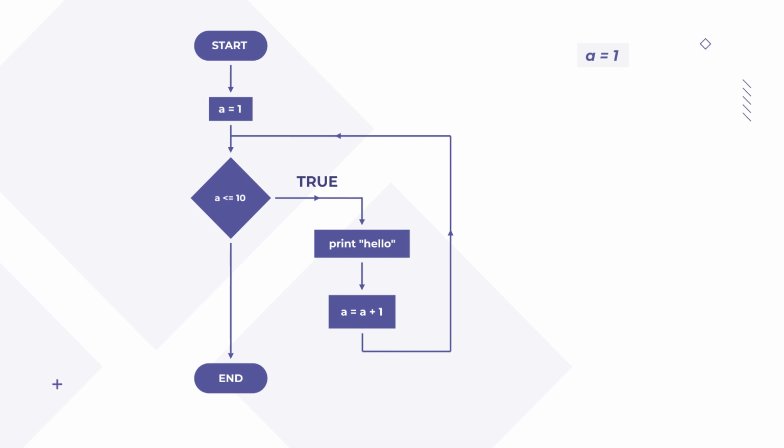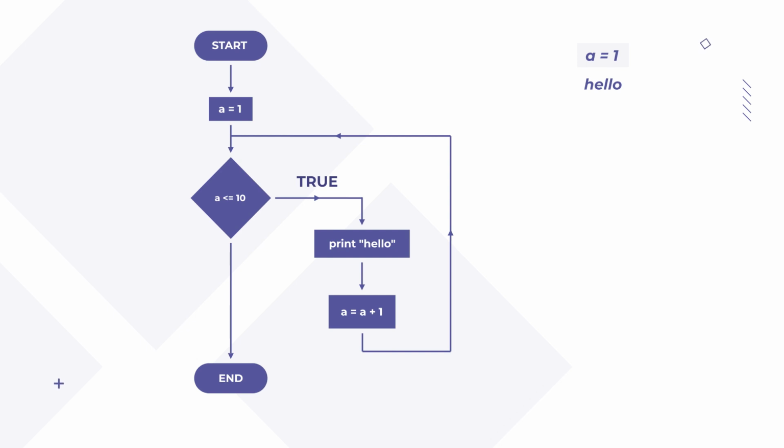Is this condition true? Is the value of a less than or equal to 10? So it will pick up the value of a, which is 1. The condition is true because 1 is less than 10. So it will come here, execute this line, and print hello on the screen. After printing hello, it will come to this line and execute this instruction. The instruction is a is equal to a plus 1.